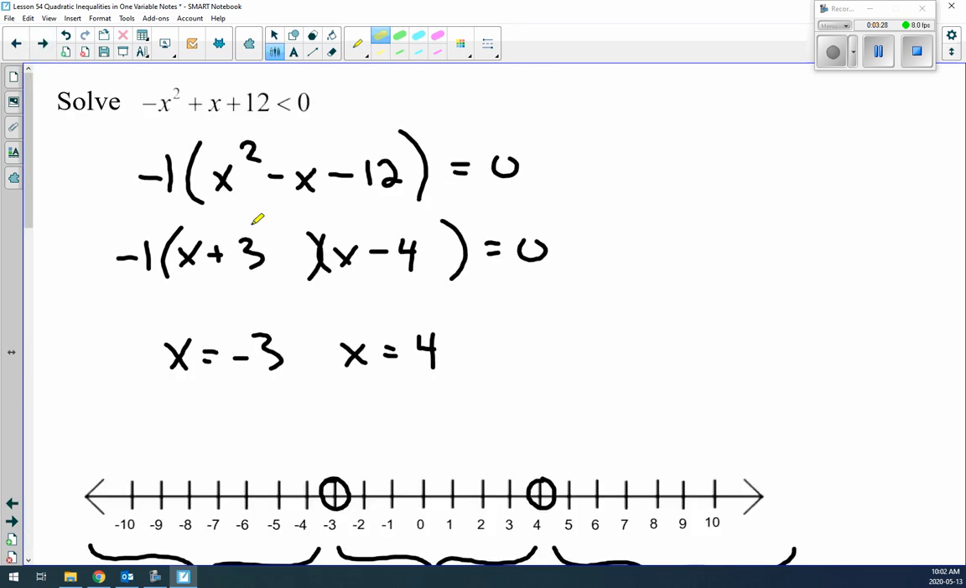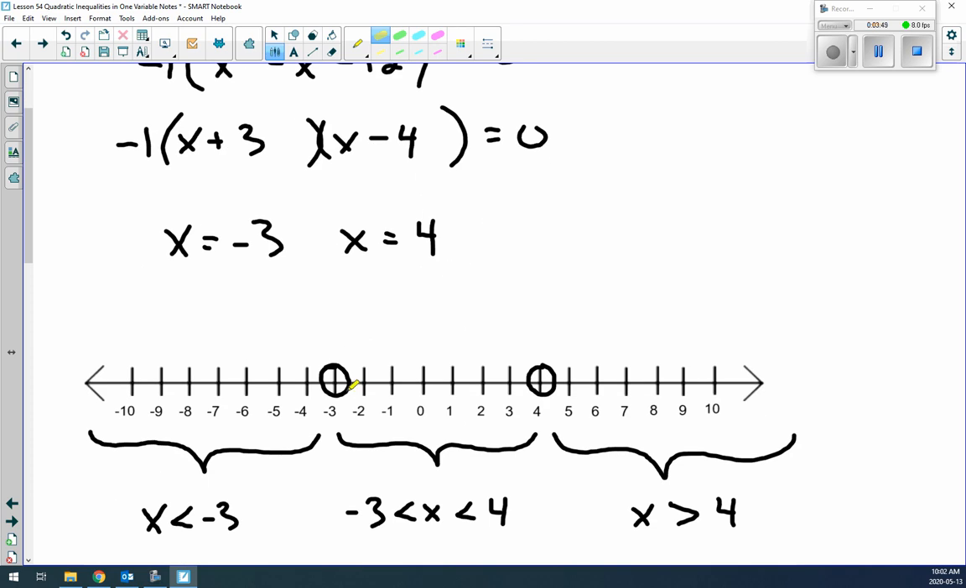We'll do another one. -x squared plus x plus 12 is less than 0. So again, let's factor this. Take out the -1. You end up with your positive quadratic here. Factor it. You end up with x equals -3 and x equals 4. Now put them on the number line. Why did we use open circles? Because it's less than, not less than or equal to. It's just less than. So we put our points on here.